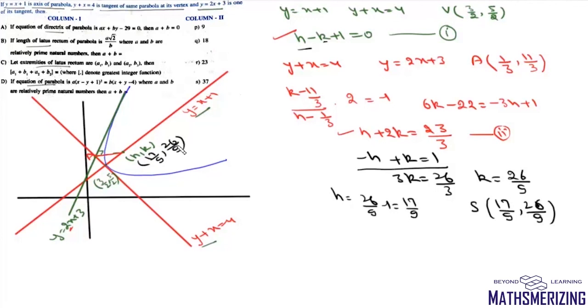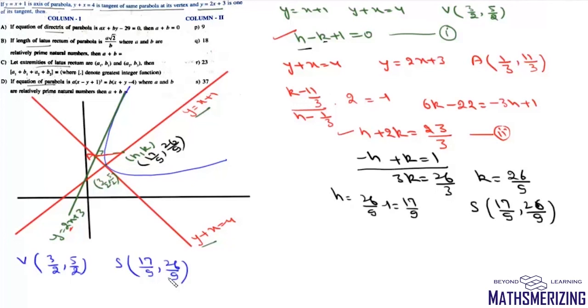So we'll write the result here. We have the vertex at (3/2, 5/2) and the focus at (17/9, 26/9). Now we need to find the equation of the directrix.